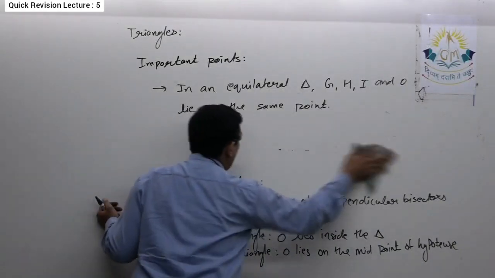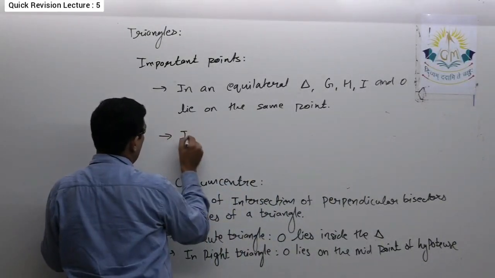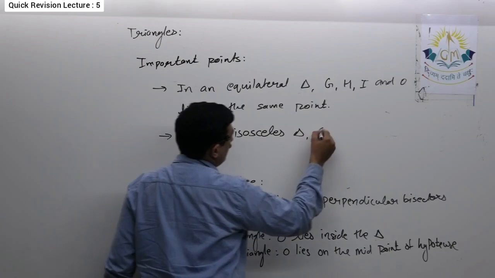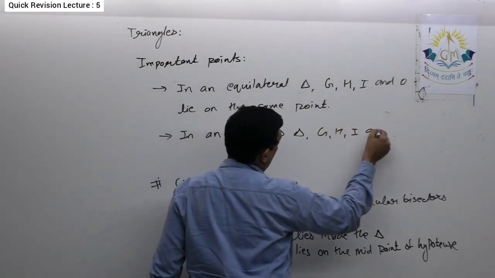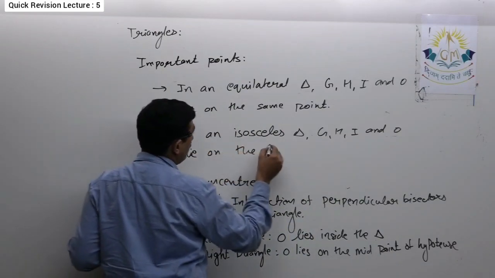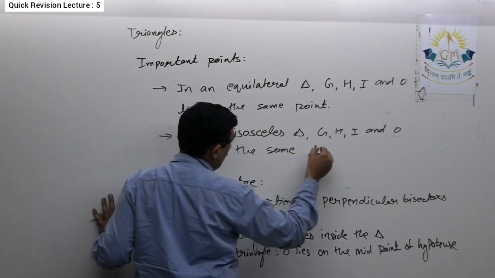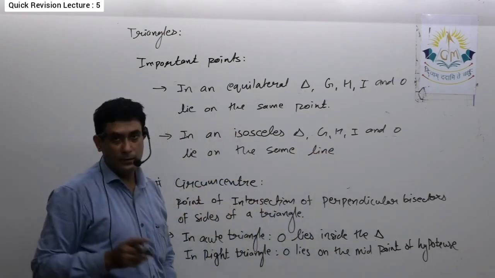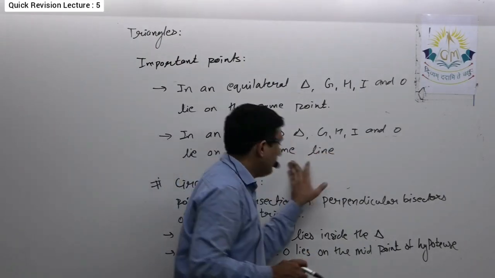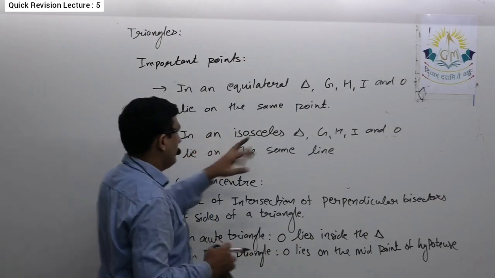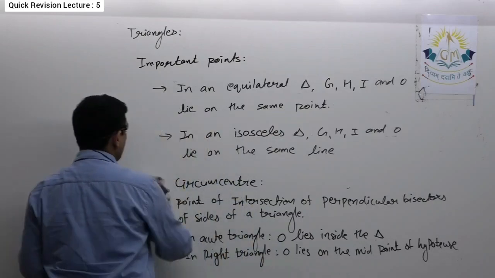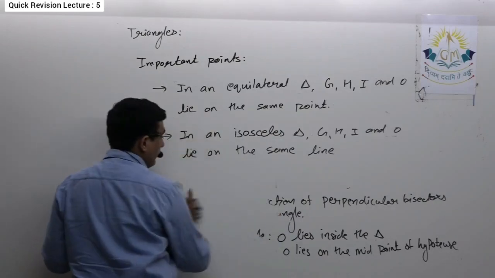Although in an isosceles triangle, G, H, I and O lie on the same line. That means they are collinear. Collinear means points which are on the same line. So G, H, I and O lie on the same line in an isosceles triangle, and in an equilateral triangle they are on the same point. That means these four points coincide.